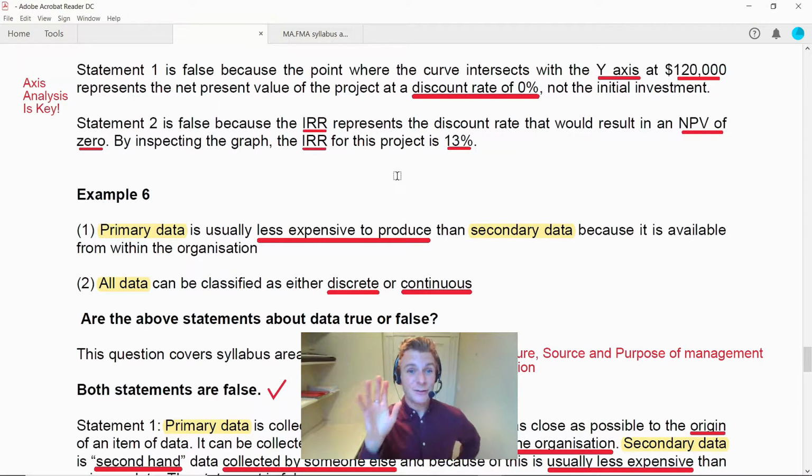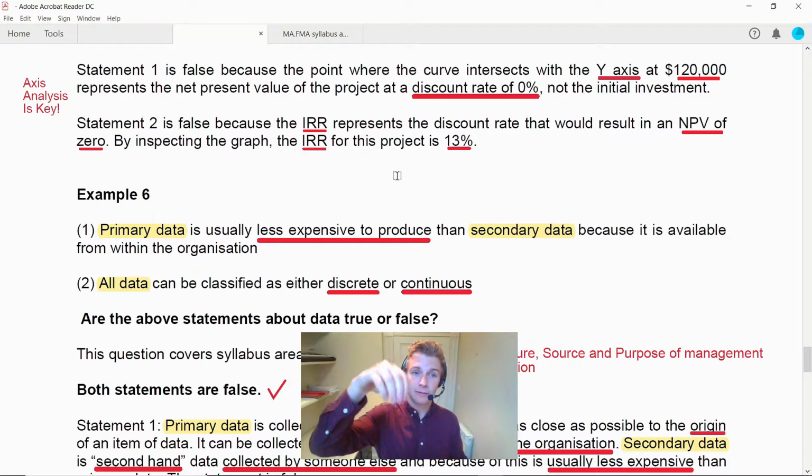Next, coming on to statement 2. We're still going. You better be with me now. This is important. Statement 2 is false because the IRR represents the discount rate that would result in an NPV of 0. For this exam, make sure you've got that jotted down: NPV of 0 is where the IRR is represented. By inspecting the graph, the IRR is at 13%. Remember, we looked at that straight away. So that has to be false. It intersects at a different point altogether.